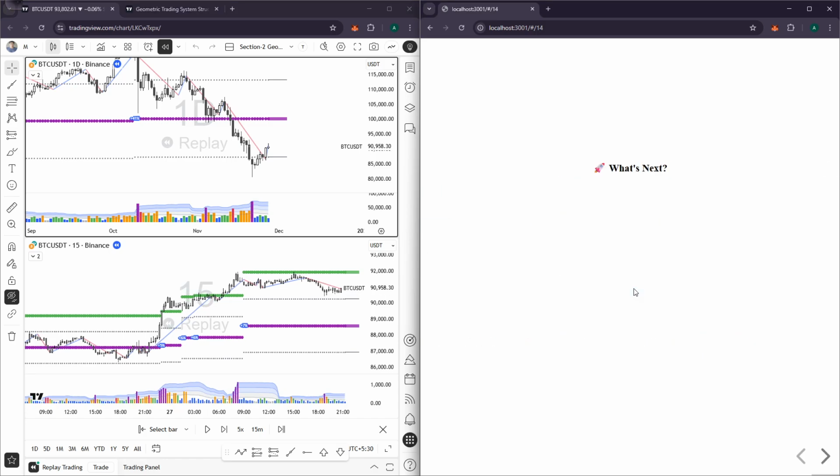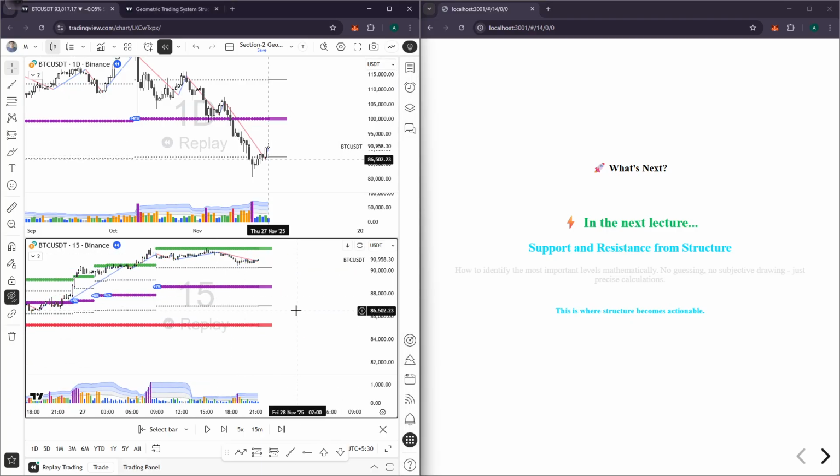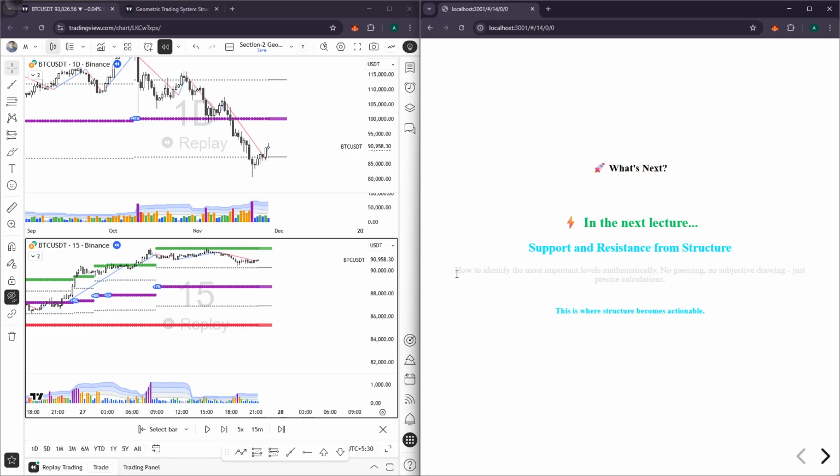Now let's move on. In the next lecture, we're going to talk about support and resistance from structure, in more detail: how price behaves when it comes around these levels. I'll teach you how to identify the most important levels mathematically. No guessing, no subjective drawing, just precise calculations. And this is where structure becomes actionable. And we're going to apply price action to understand that.